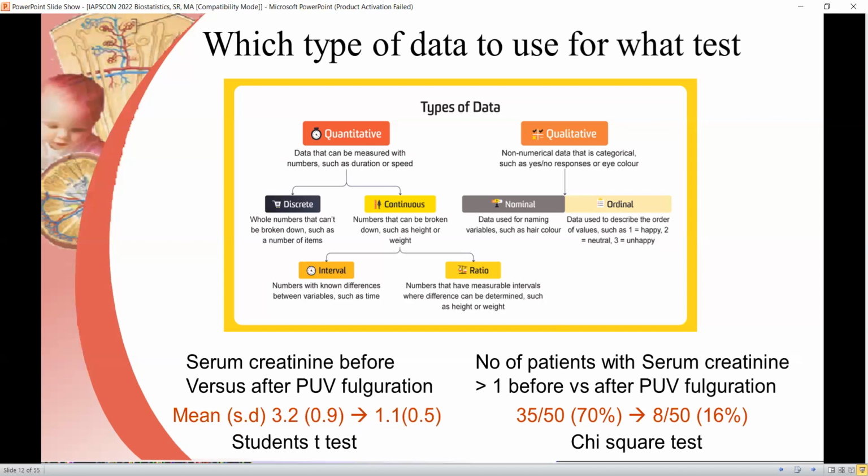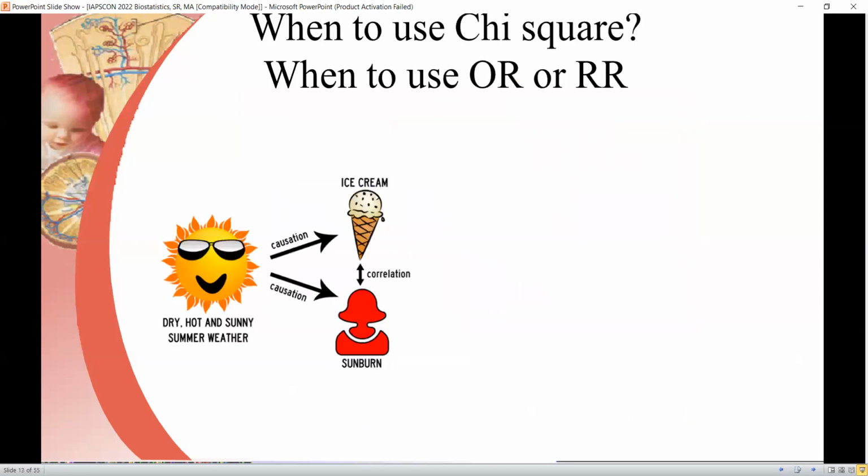So that is a student t-test. This is a chi-square test. Now, the biggest question people ask me is when to use chi-square test, when to use odds ratio or risk ratio. So for that, you need to know what is a causation and what is an association.